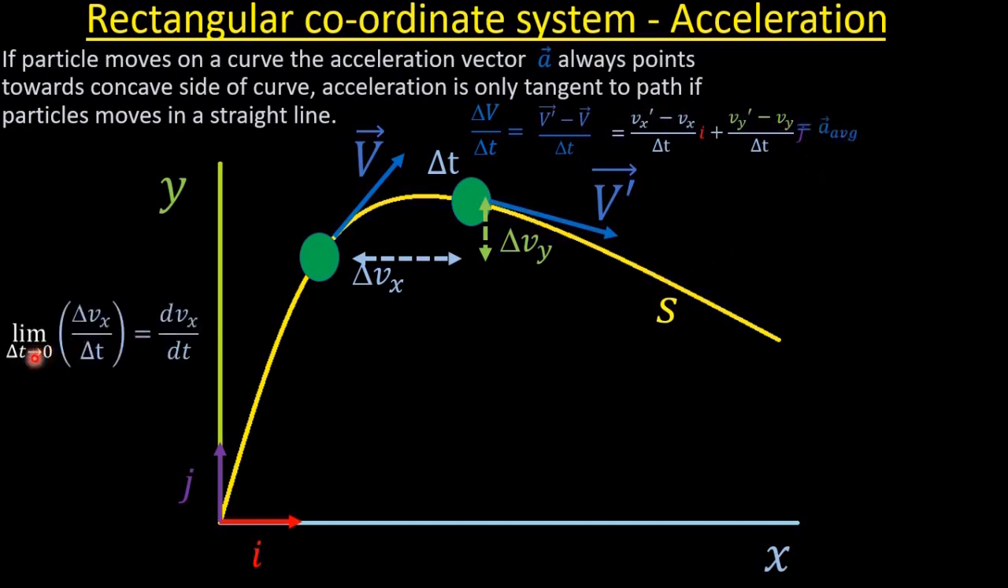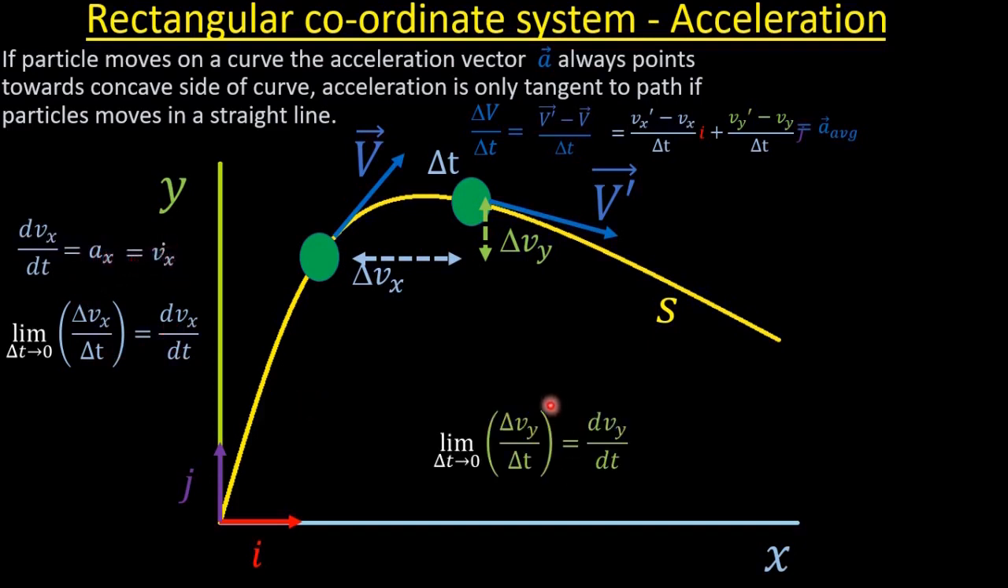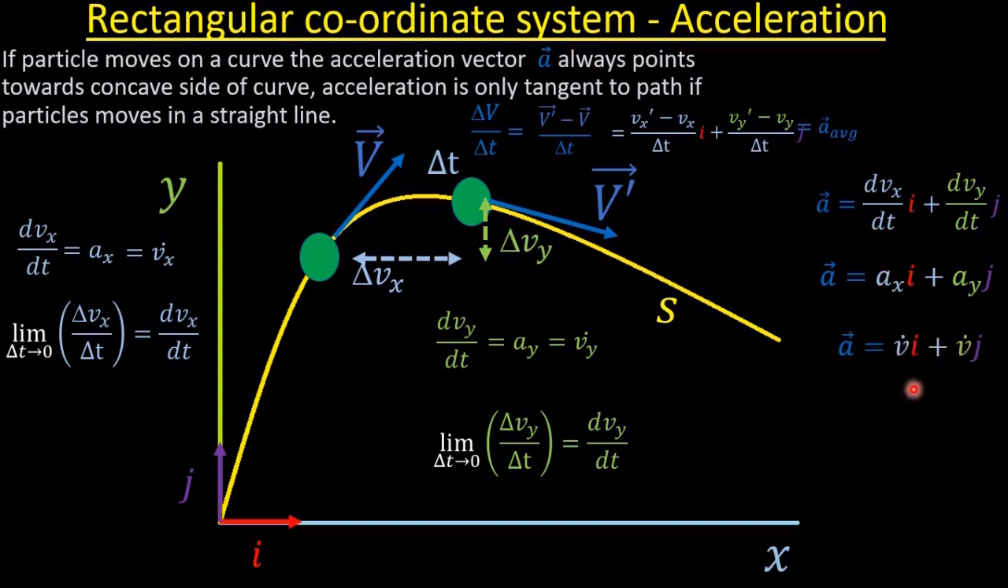And if we take the limit as delta t approaches 0 for delta vx over delta t, we get dvx by dt, and that can also be written as ax or v dot x. If we do the same thing for the change of velocity in the y direction, taking the limit as delta t approaches 0 for delta vy over delta t, we get dvy by dt, which can be written as ay or v dot y. We write that in vector notation like this, so we've got a equals dvx by dt in the i direction plus dvy by dt in the j direction, and we can also write that like this, and we can also write it like this.